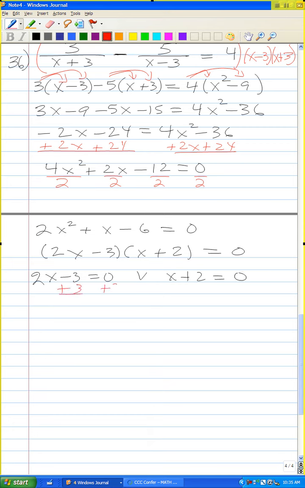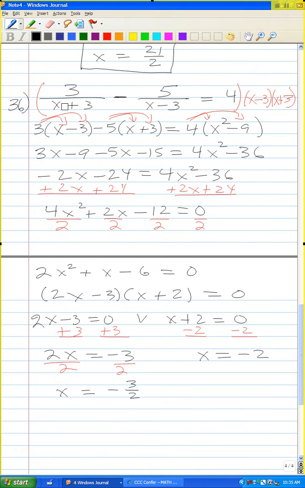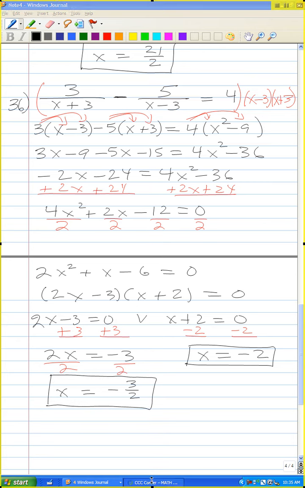Add 3 to both sides of your equation. Subtract 2 from both sides of my equation. And so I get 2x equals negative 3. Divide both sides of my equation by 2. So x is negative 3 over 2. Subtract 2 from both sides of my equation. So x is negative 2. When x is negative 2, I'm not dividing by 0. I'd only divide by 0 if x were 3 or negative 3. So that's a solution. When x is negative 3 halves, again, I'm not dividing by 0. So that is also a solution.